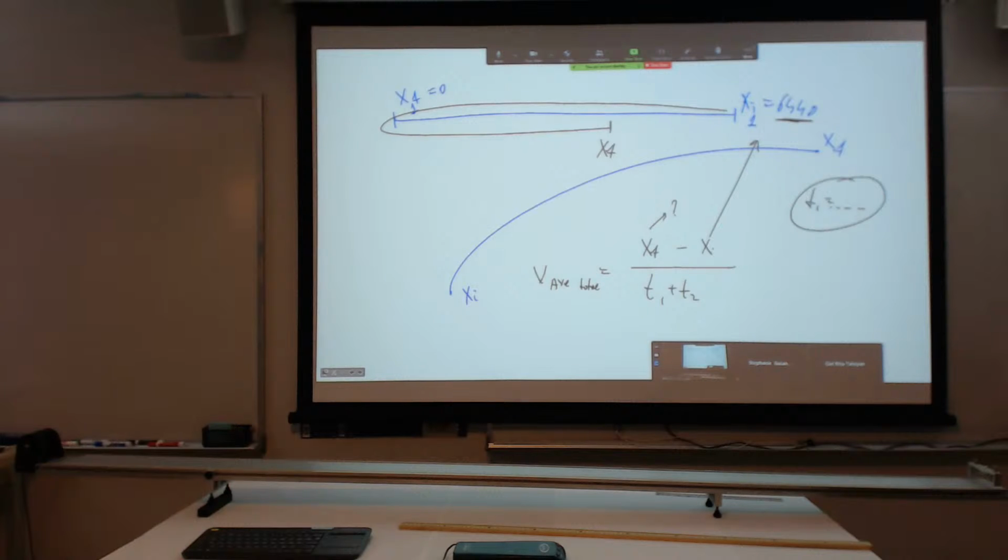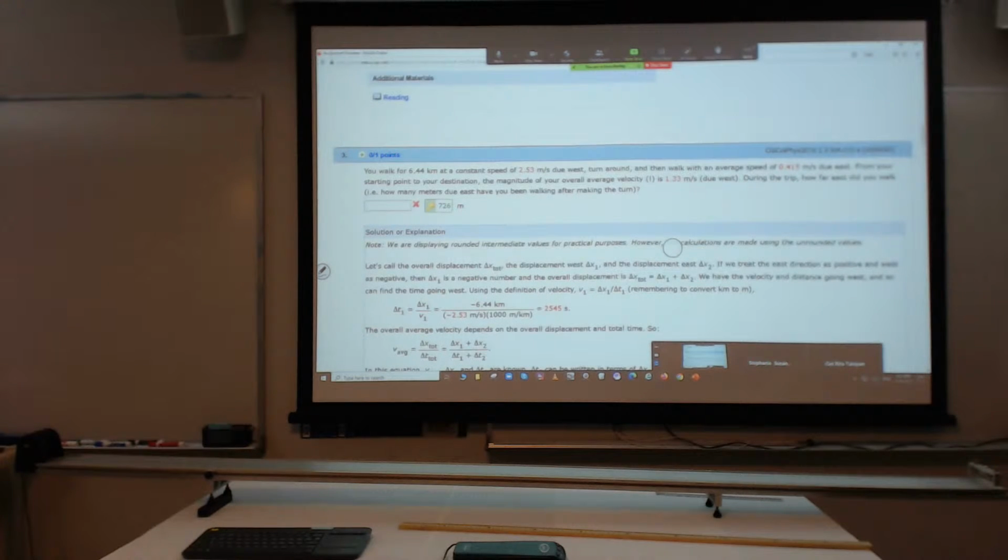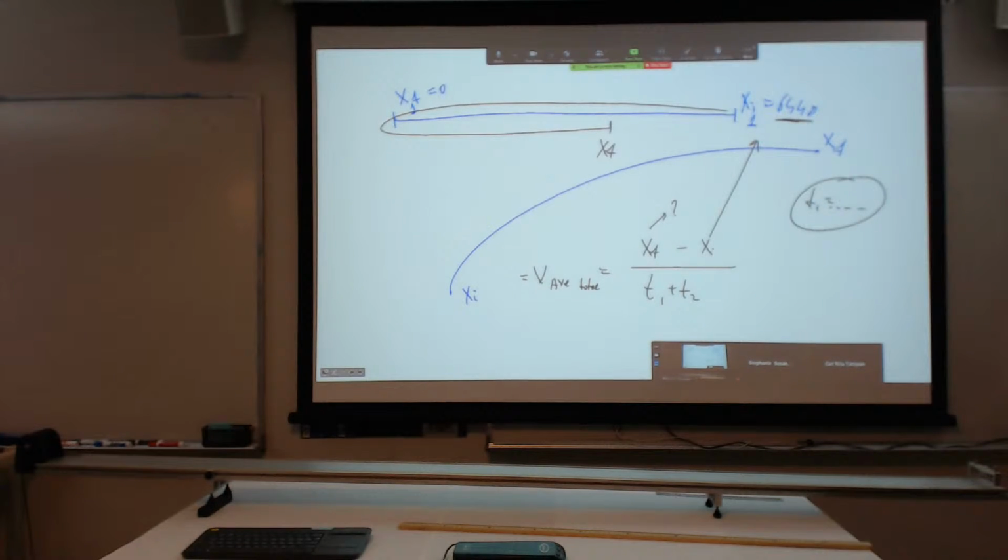Now, this is a given value for you, I think. Is it? I don't remember. Where's the problem? 6440? Yes. How far is it from starting point to your destination, the magnitude of velocity? Okay, so you know what number you should write right here, but again, you need to remember this velocity points west. So it's going to be negative.